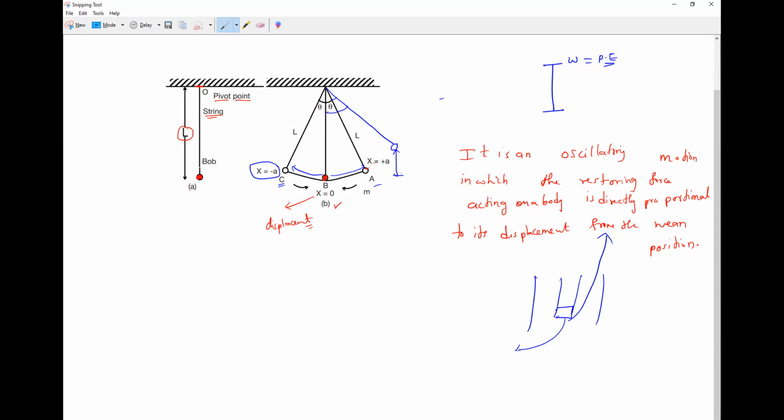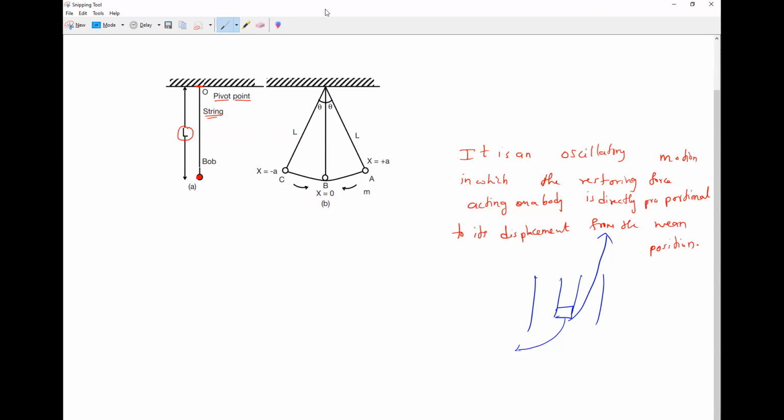The restoring force, the force trying to come back to the mean position, increases and is directly proportional to the displacement from the mean position. So if the bob goes farther from the mean position, the force created is also more. That is what you have to remember. Is it okay, guys? So these are three types: one is periodic motion, another is oscillatory motion, next is simple harmonic motion, SHM.